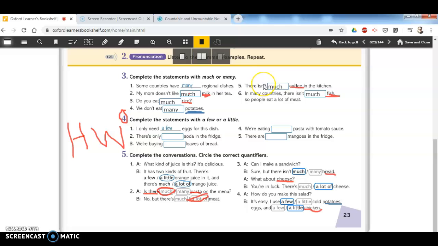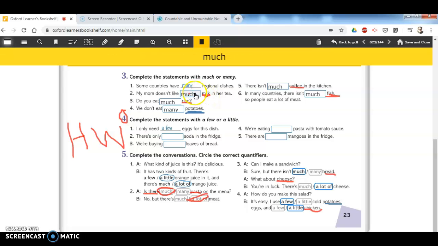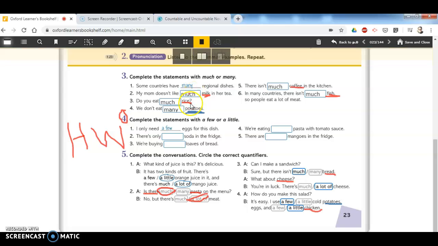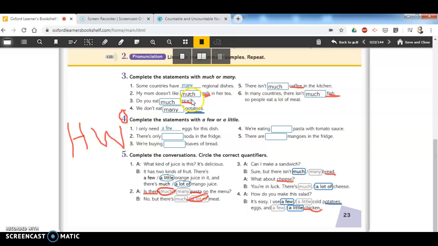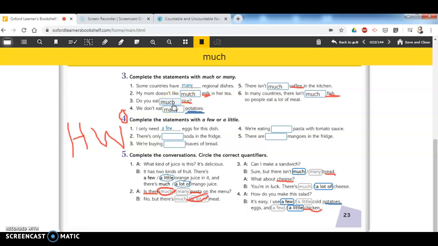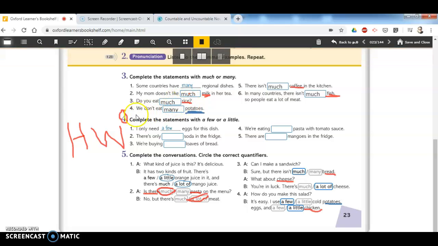Lo que fui explicando yo aquí era básicamente lo mismo. Me fijo, ok, ¿de qué estamos hablando aquí? Ah, ok, de la leche. Ah, ok, la leche es algo que no se puede cuantificar, por eso uso much. El arroz igual, no se puede cuantificar, entonces no puedo usar many. No puedo decir tú comes muchos arroces. Tengo que preguntar, ¿usted come mucho arroz?